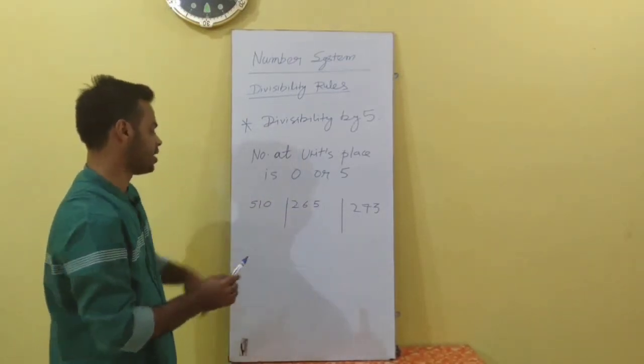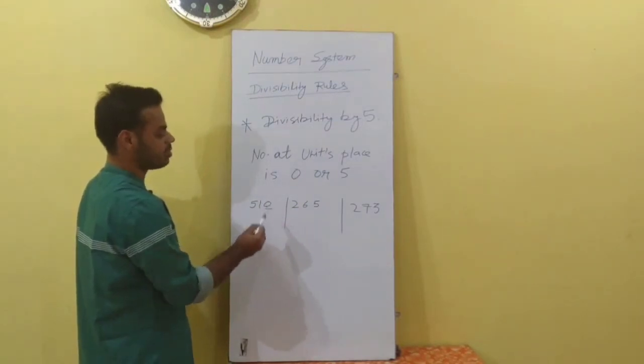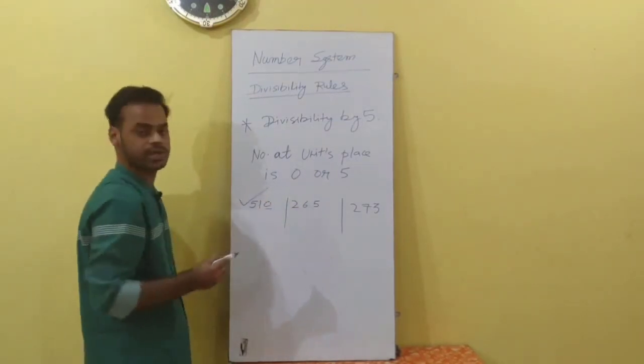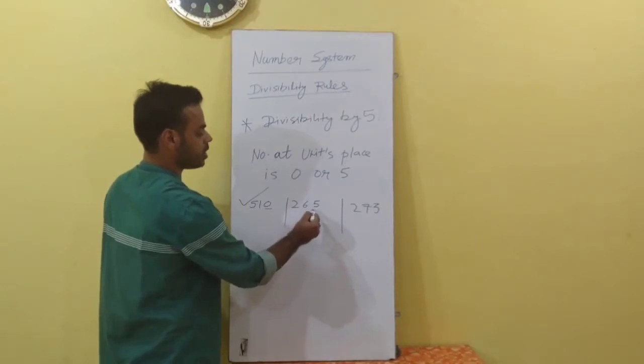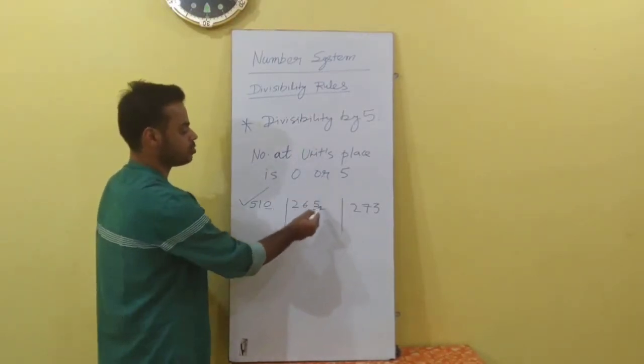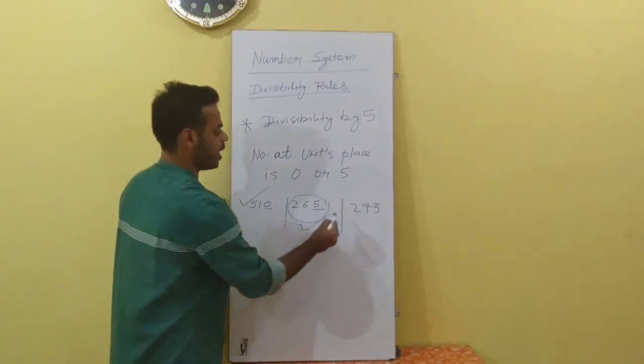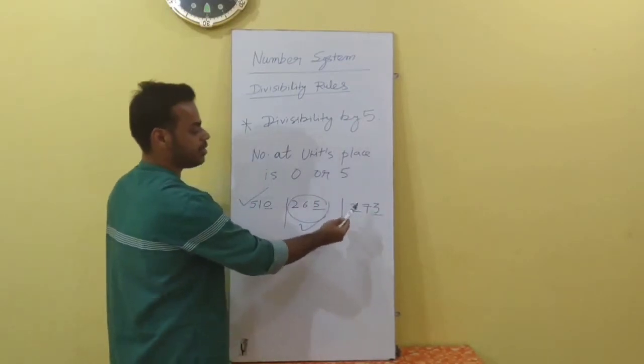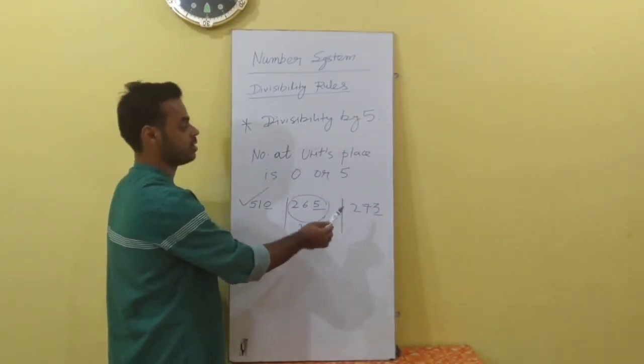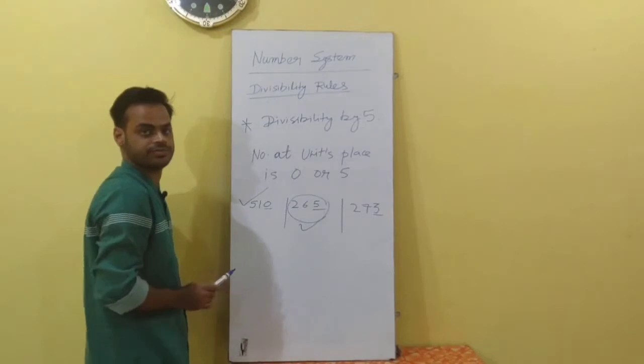Let us see 510. So we see here that the number at units place is 0. Hence 510 is completely divisible by 5. Here in 265 the number at units place is 5. So as per the rule, 265 is completely divisible by 5. And in 273 the number at units place is 3. Hence this number is not divisible by 5.